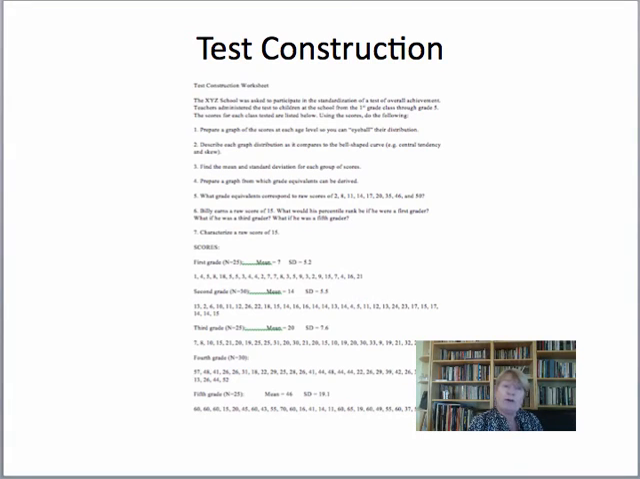But some of the questions ask you to practice this anyway, and one of the questions talks about Billy. Billy earns a raw score of 15. What would his percentile rank be if he were in the first grade, if he was in third grade, or if he was in fifth grade?